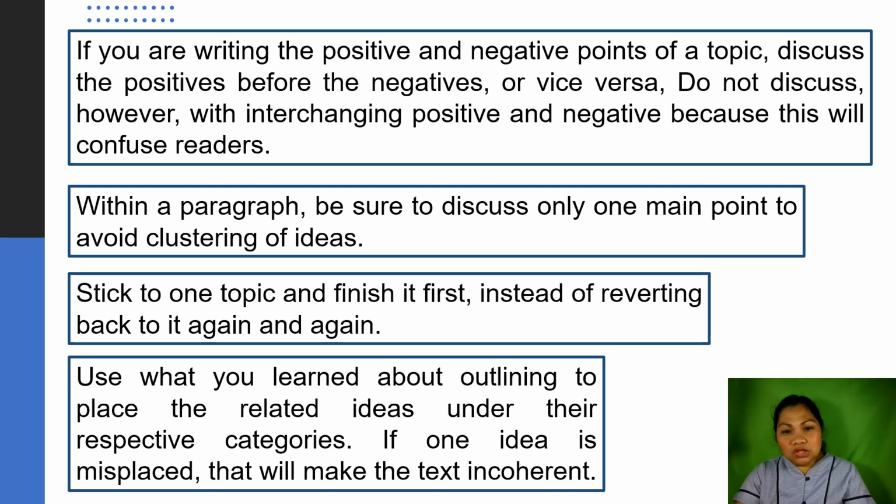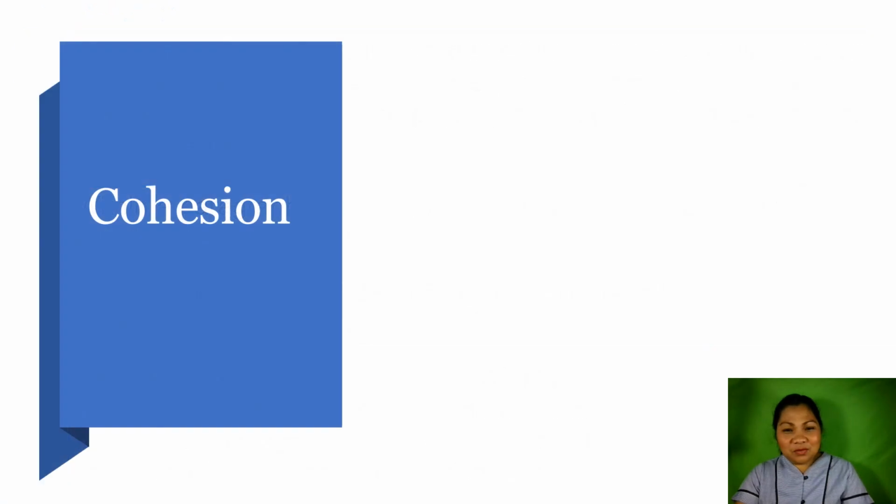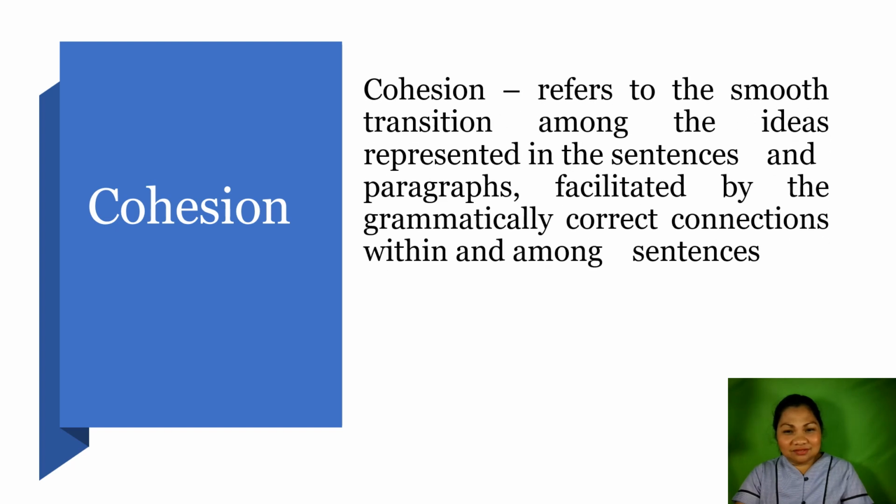The last one is use what you learned about outlining to place the related ideas under their respective categories. If one idea is misplaced, that will make the text incoherent. Now, let's proceed to the next property, cohesion.